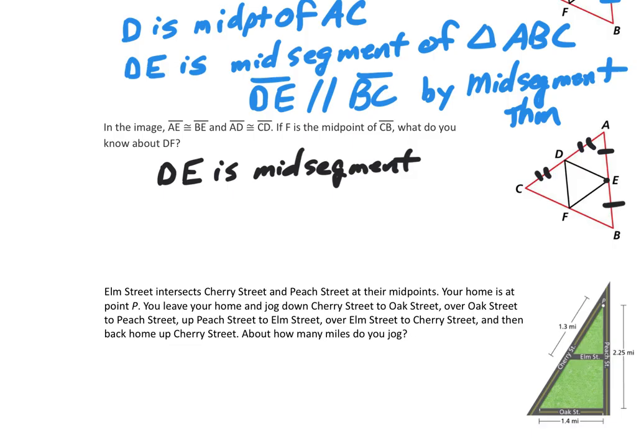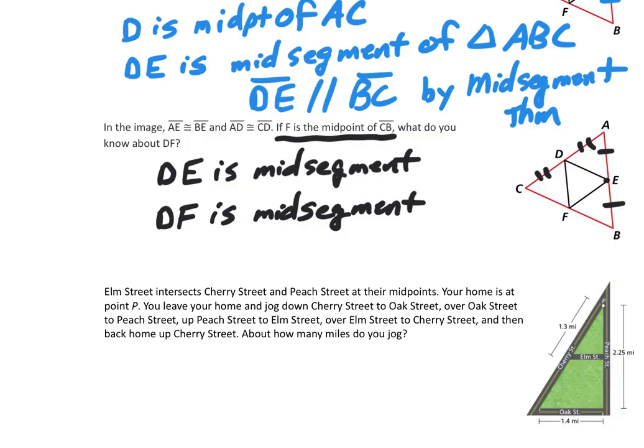Okay. What would we know about DF? What do you think? What can we conclude about DF? DF is also a midsegment. Yeah, because it tells me this point right here, F, is the midpoint of CB.